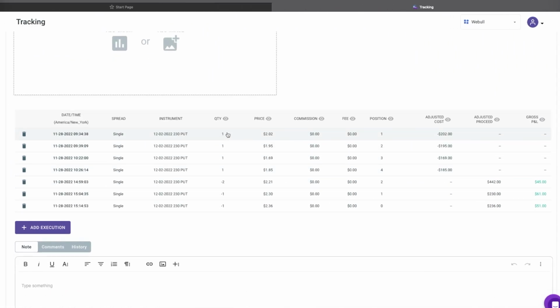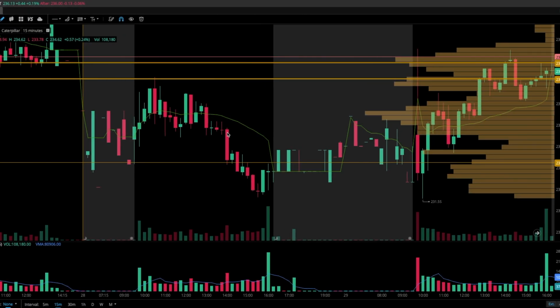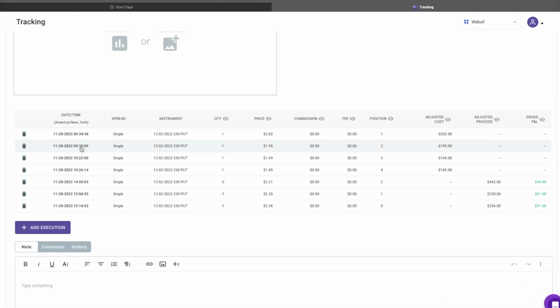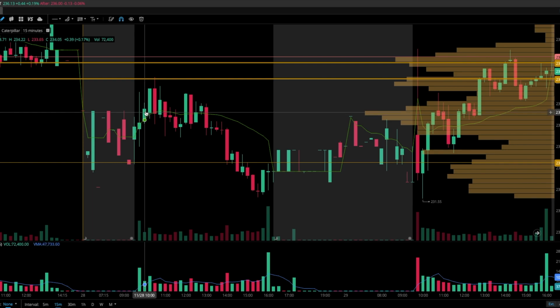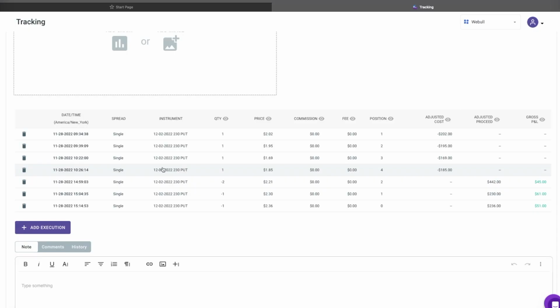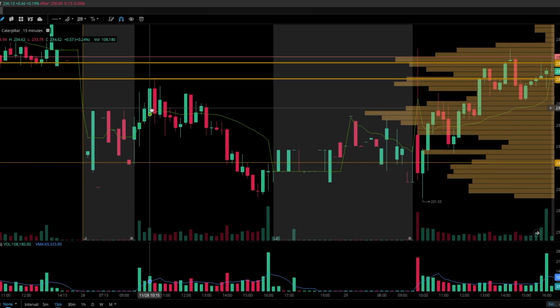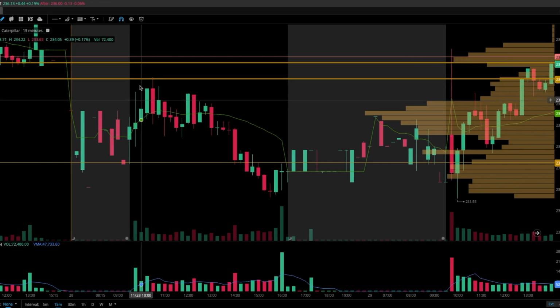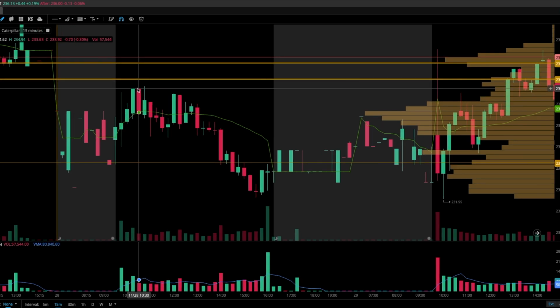I take 1/4 of my position. I'm scaling in starter size. 9:40 comes around. I add another one. And then I add two more, 10:22 to 10:26. So that would be around this candle. See, this would be my ideal entry point. I scale in, but not fully until I get that confirmation.